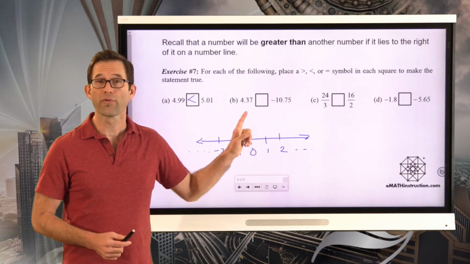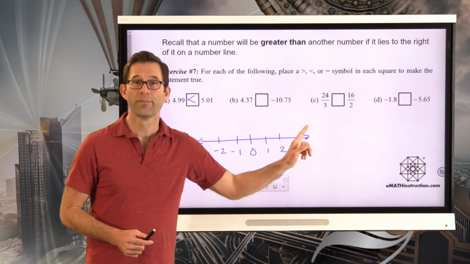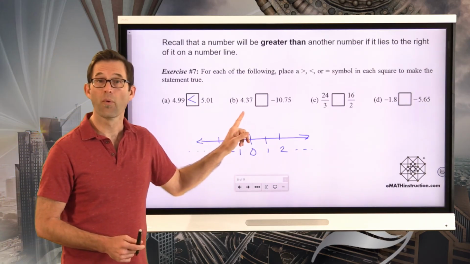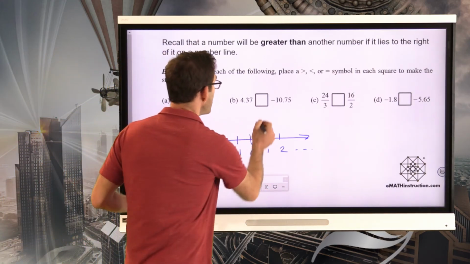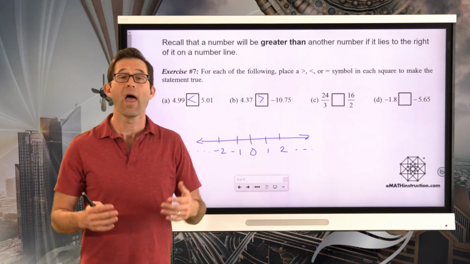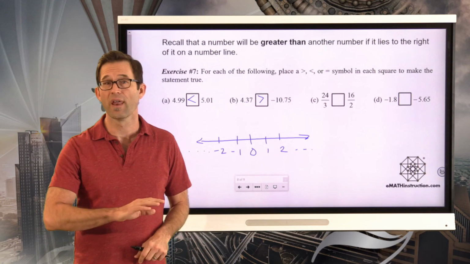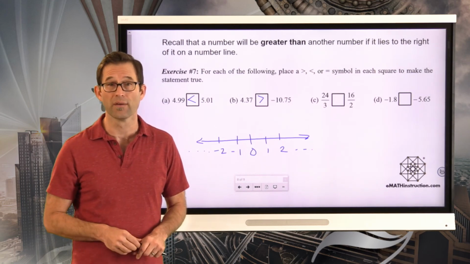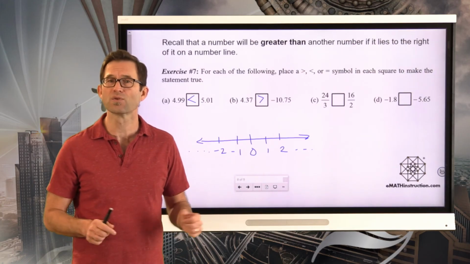Well, 4.37 would lie somewhere out here. Negative 10.75 would lie somewhere out here. So 4.37 is greater than negative 10.75. By the way, every positive number is greater than every negative number. In fact, 0 is greater than every negative number. So it's kind of a nice way to look at it.